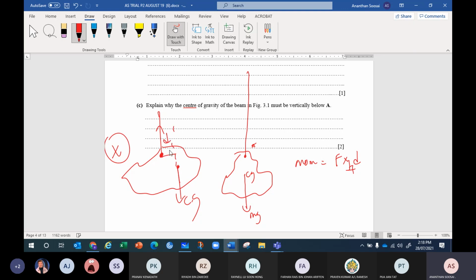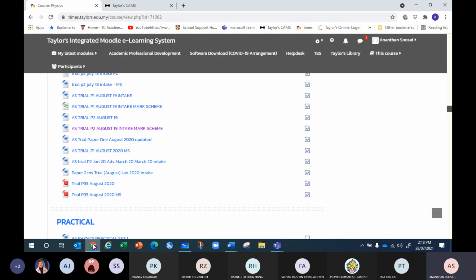So there is a perpendicular distance. If it has a perpendicular distance, there will be a moment. If there is a resultant moment, then it's not in equilibrium. To be in equilibrium, the net moment must be 0. For the net moment to be 0, the center of gravity has to be below the pivot. Why? The whole weight of the object acts at the center.